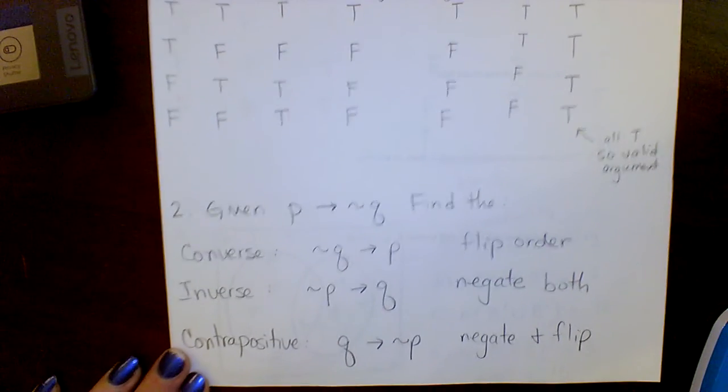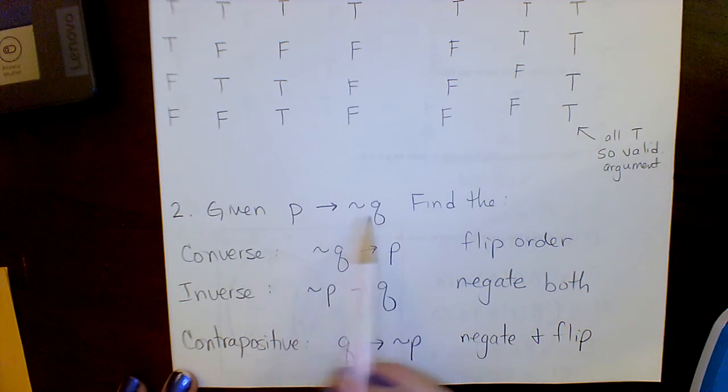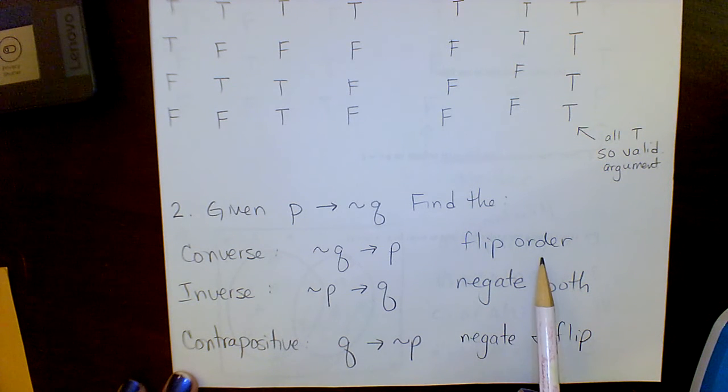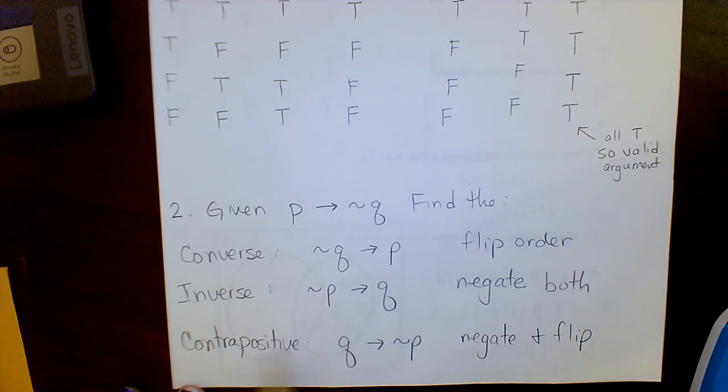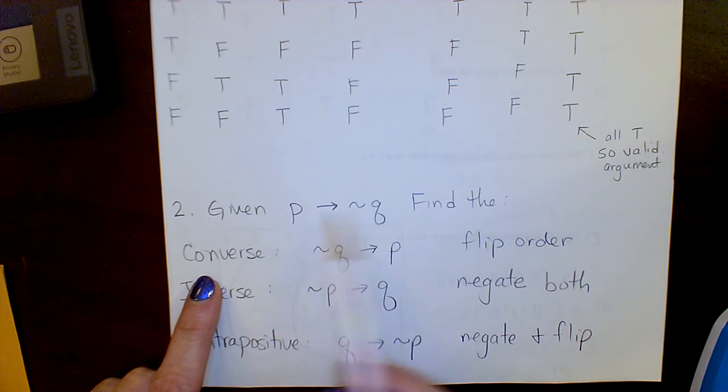When it comes to the converse, the inverse, and the contrapositive of a statement, a lot of people get that one confused. So I just gave you a random statement: P implies not Q. If we want to find the converse, you're going to flip the order. The inverse, you're going to negate both. The contrapositive, you're going to negate and flip. So the converse, you just flip the order. P is first, P becomes second. Not Q was second, it becomes first.